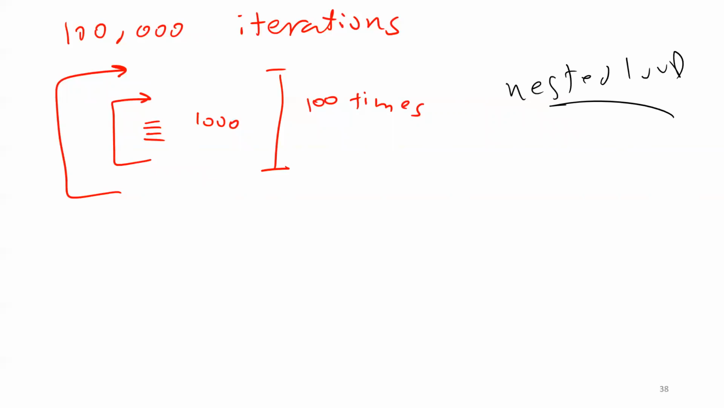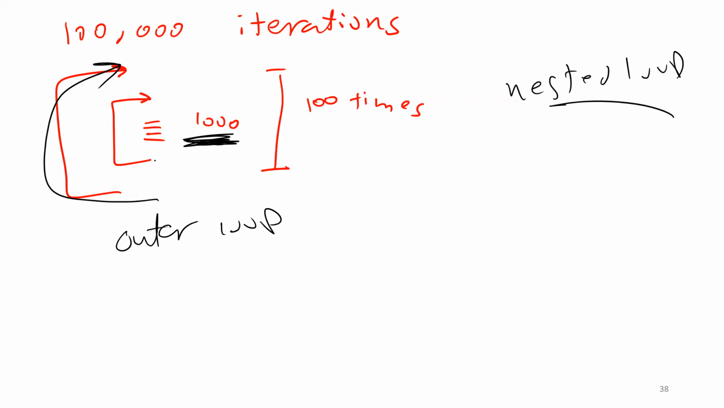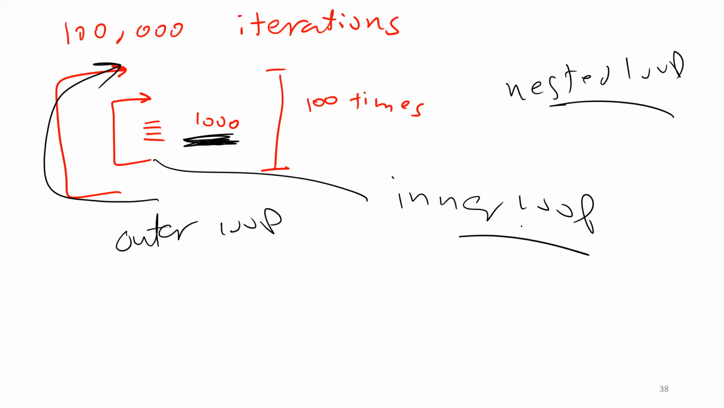For example, in this example, I have an outer loop and here I have an inner loop. The inner loop is going to be 1,000, and the outer loop is going to be 100. This way, you can make 100,000. So these instructions are going to be repeated 100,000 times. Any questions?